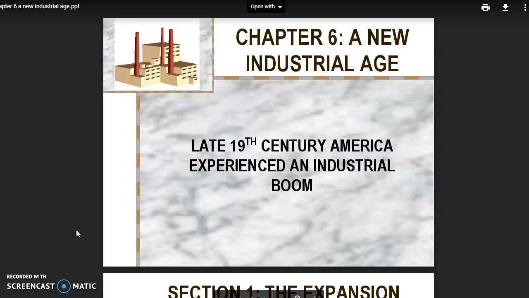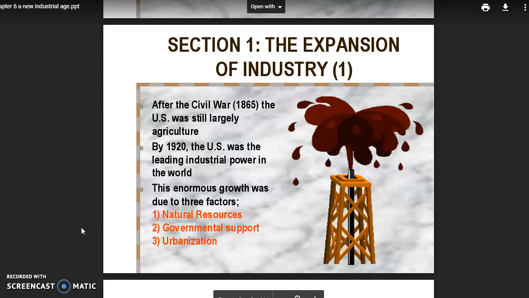This is Chapter 6, A New Industrial Age. The late 19th century America experienced an industrial boom. The first section is the expansion of industry.